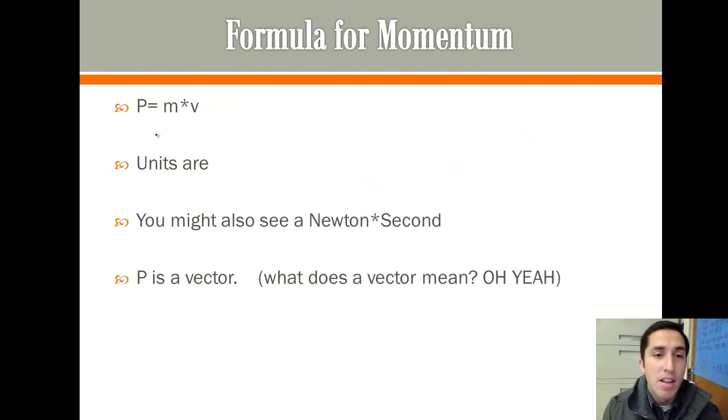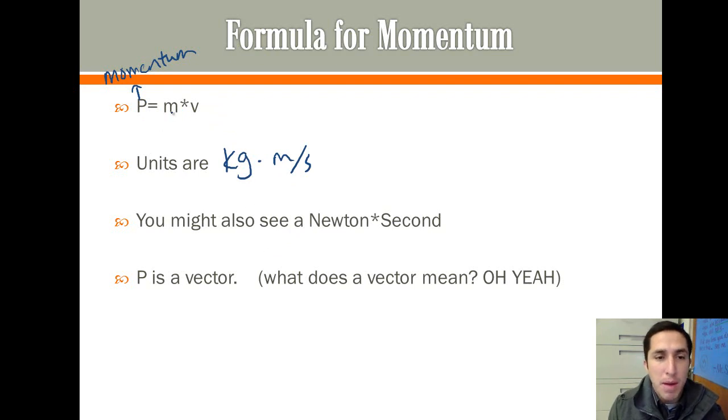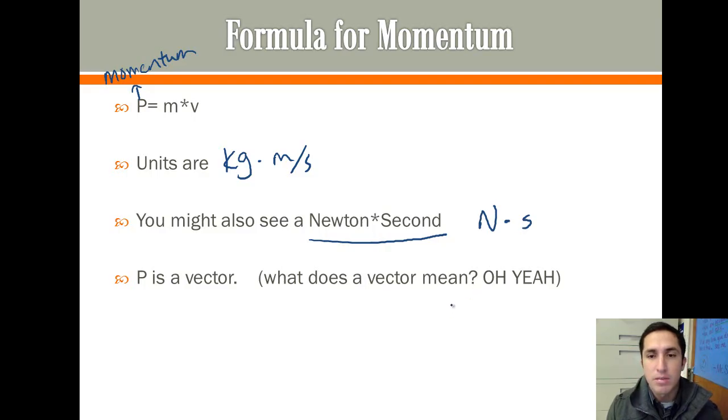Okay, here's some important stuff. Write this stuff down. p, what was that again? Oh, that's right, that's momentum. Momentum is equal to the mass times the velocity. That's it. To find momentum, multiply mass times velocity. The units for momentum are going to be kilograms meters per second. Your mass is kilograms, velocity is meters per second. But you will also see it as a Newton second, which is a capital N for Newton second.